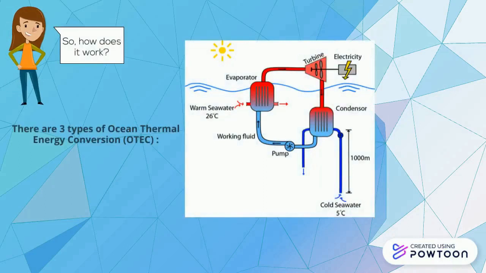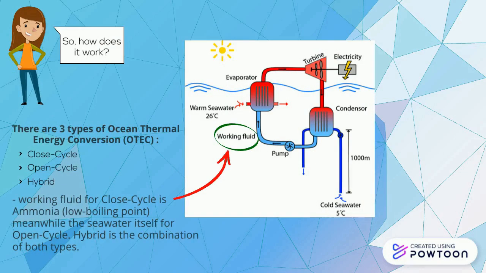Okay, there are three types of ocean thermal energy conversion. They're closed cycle, open cycle, and hybrid. Basically, the working fluid for closed cycle is ammonia, as it has a low boiling point. Meanwhile, the seawater itself is the working fluid in open cycle. Hybrid is the combination of both types.